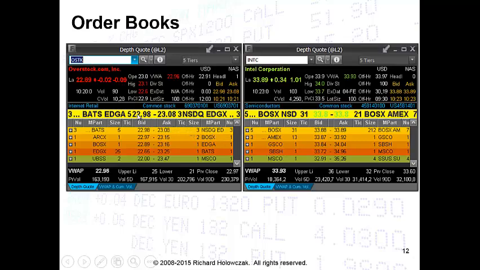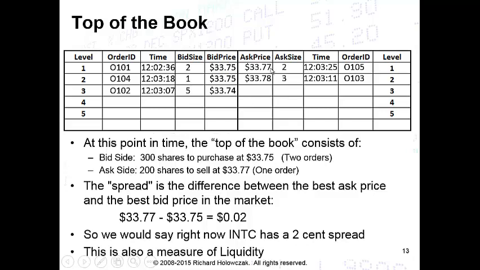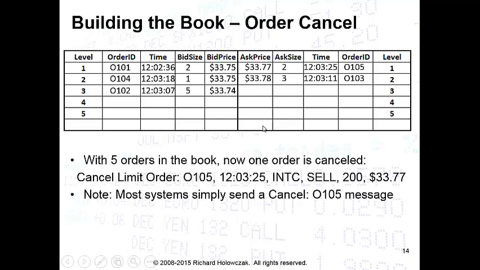We go back to the less liquid Overstock.com. We see that its bid and ask spread is a little wider, so 22.98 to 23.08. So it looks like about a 10-cent spread on Overstock.com. So again, this is also just an indication of liquidity. Intel, very tight spread, 1-cent spread, and lots of willing buyers and sellers. Overstock.com, fewer willing buyers and sellers, and the spread is a little bit wider. Okay, so again, top of the book, and we can look at the spread. This is also another measure of liquidity.